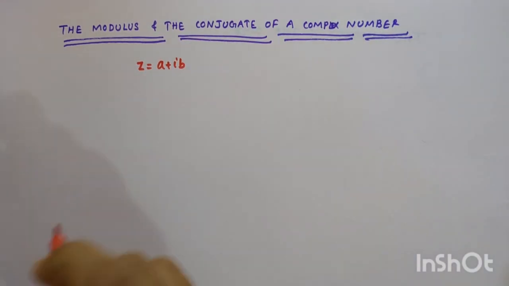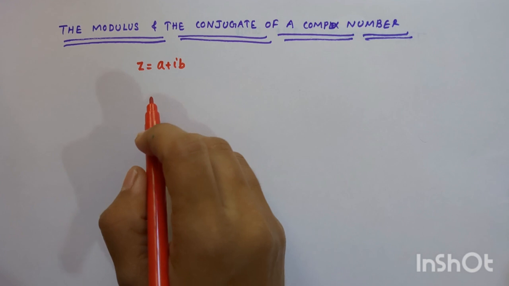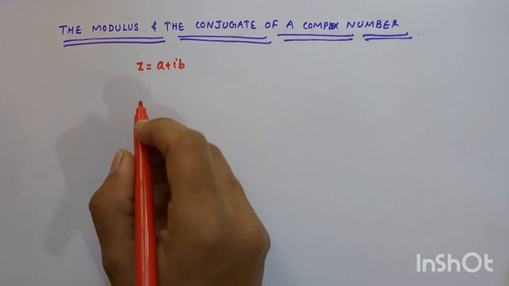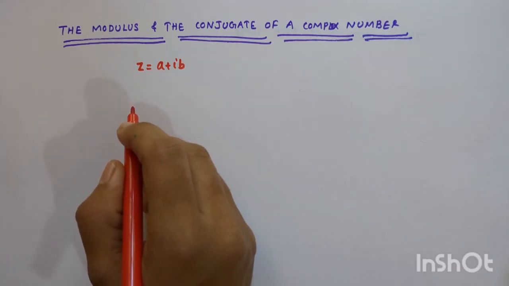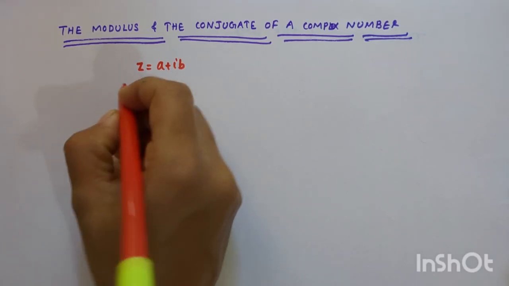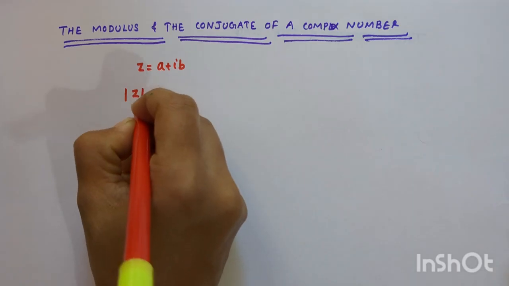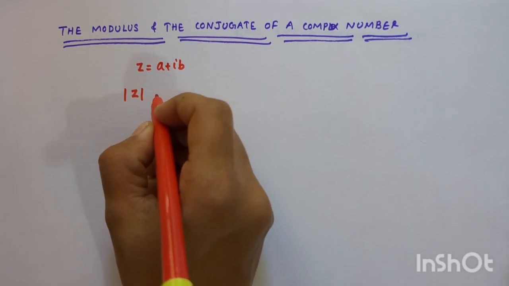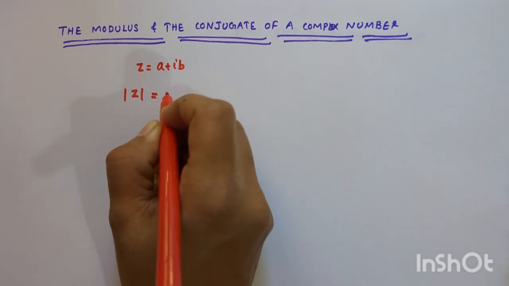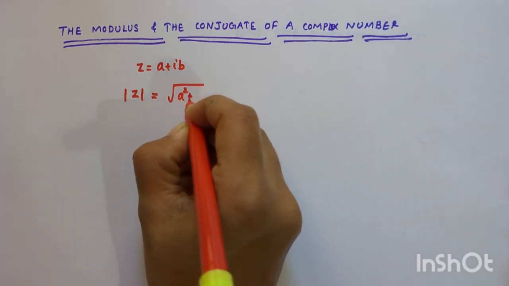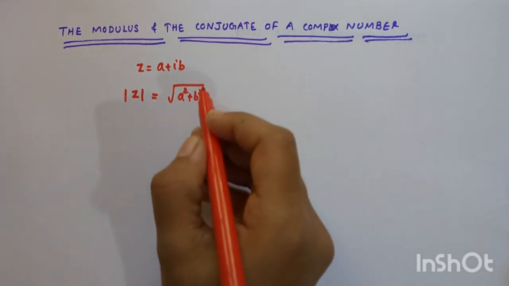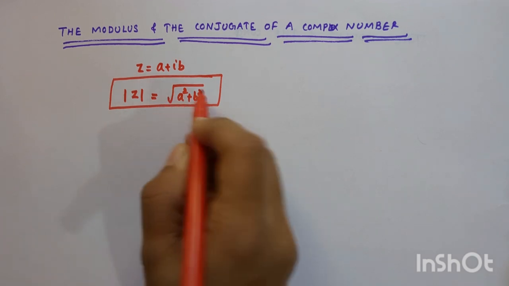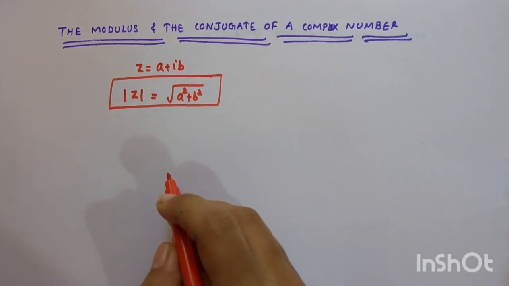We are considering one complex number z equal to a plus ib. Then the modulus of z is denoted by modulus of z. It is defined to be the non-negative real number square root of a square plus b square. So the modulus of a complex number is defined like this: modulus of z is equal to square root of a square plus b square.